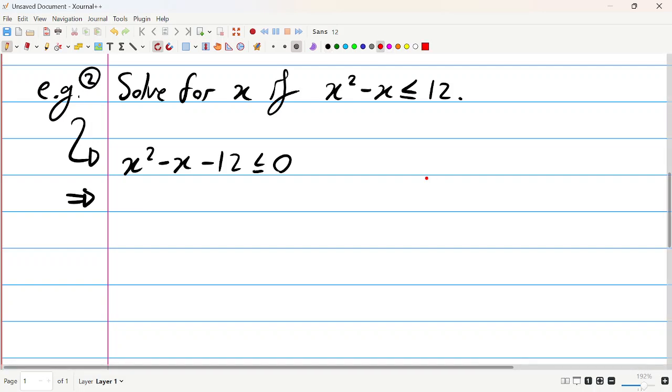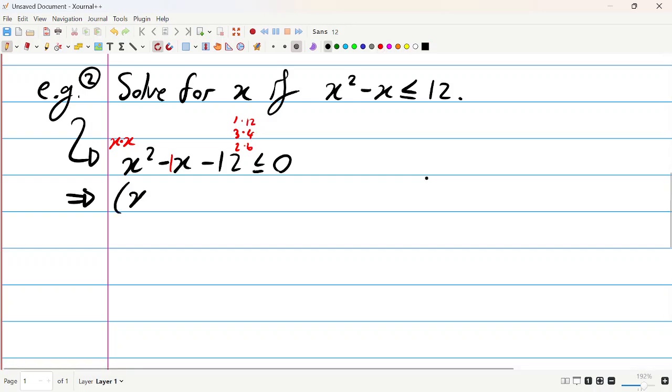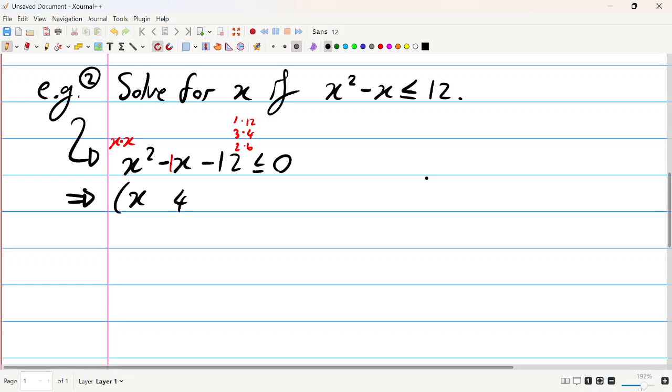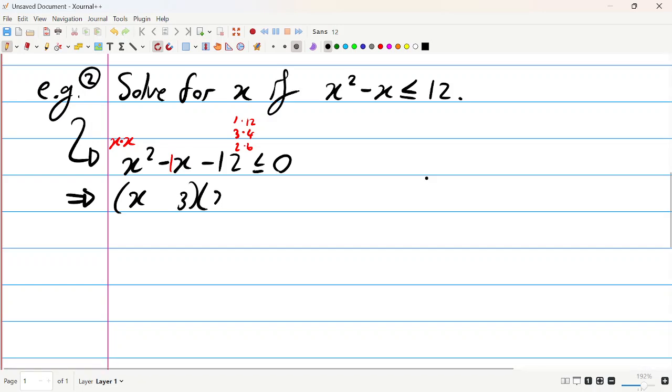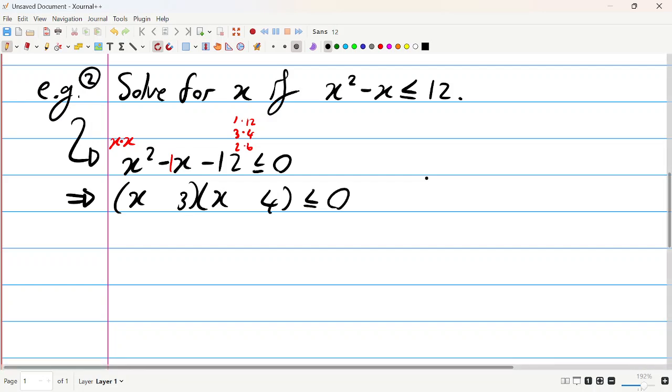And notice that on x squared, we have x and x. For 12, we can have 3 and 4, we can have 2 and 6, and we can have 1 and 12. And which combination gives us 1? Well, clearly 3 and 4 gives us 1, so therefore we will use that. So I'm going to say x plus 3, and then x minus 4 is less than or equal to 0. And then the signs, the biggest one gets a negative. A negative and a positive gives us a remainder, which is negative.